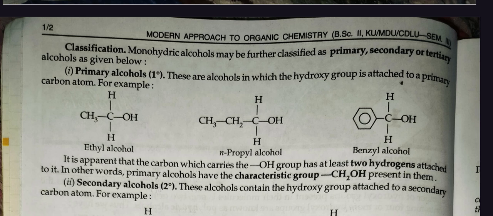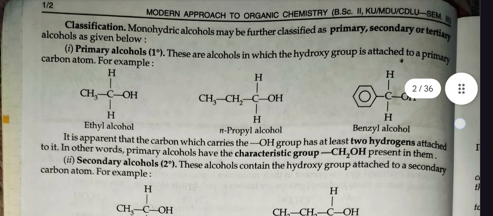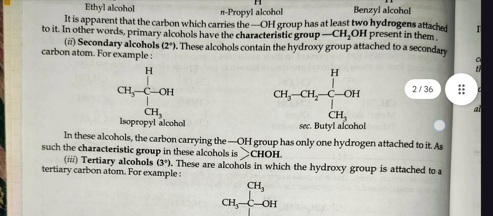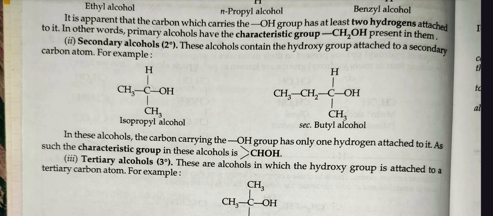Secondary alcohol. These alcohols contain the hydroxy group attached to a secondary carbon atom. For example, isopropyl alcohol, secondary butyl alcohol. In these alcohols, the carbon carrying the OH group has only one hydrogen attached to it. As such, the characteristic group in these alcohols is CHOH.